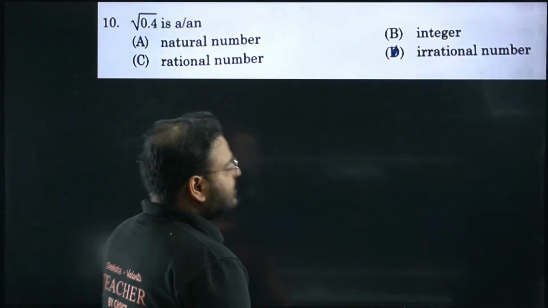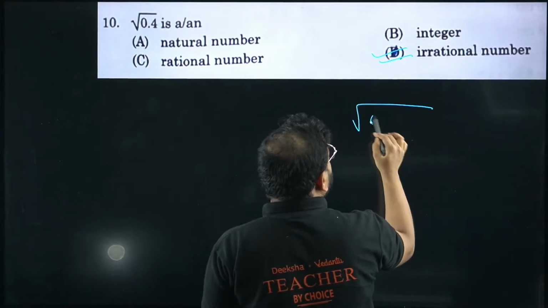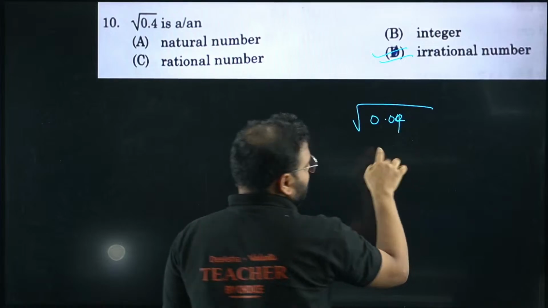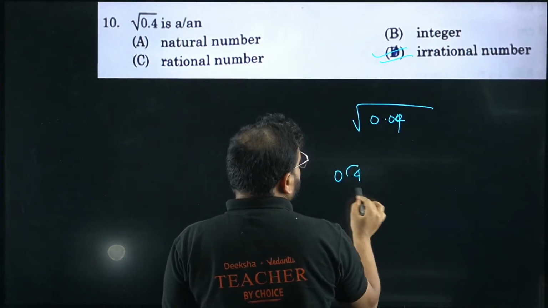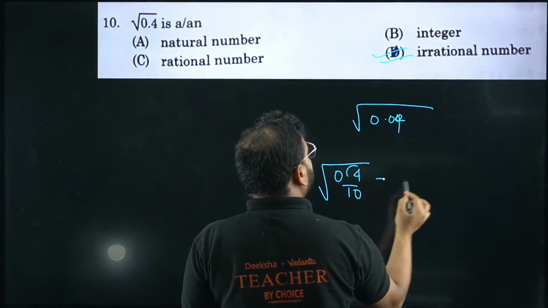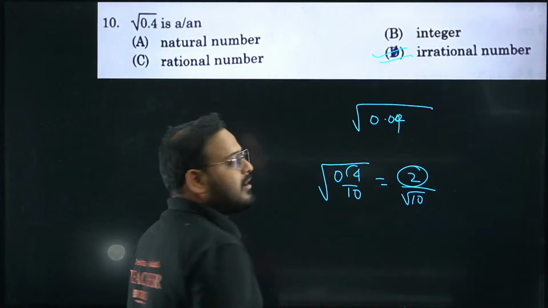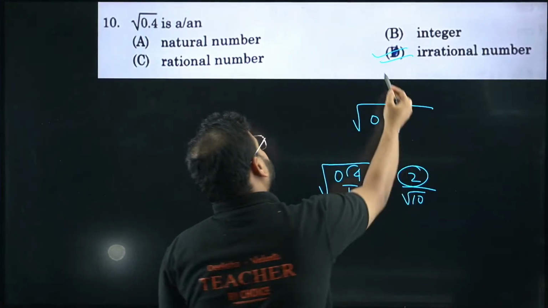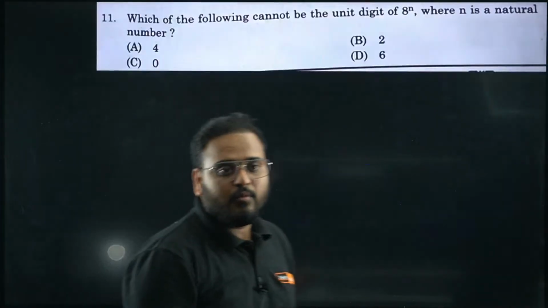Root 0.4 is a very simple question. Is it an irrational number? How come, sir? If we had 0.04, then it is a rational number. But 0.4, no. What will happen, sir? You have 10 over here. Root will be there. The 100 will come out as 10, and it will remain as root 10. Numerator is rational, but the denominator is not rational. It means irrational number. Option D is right. 10th was very easy.